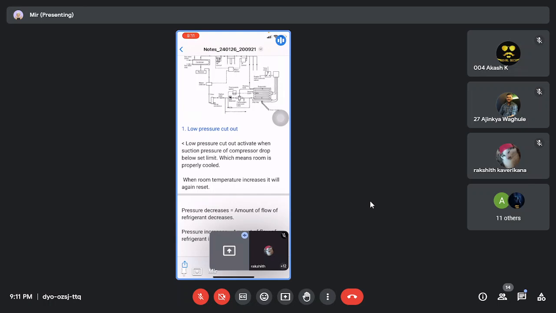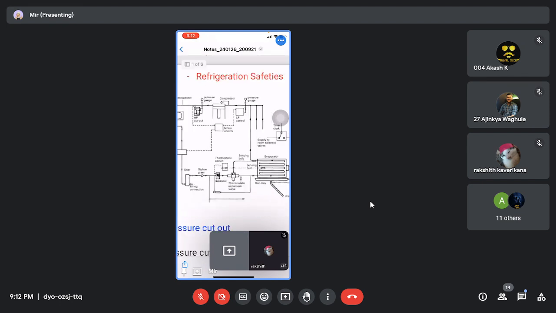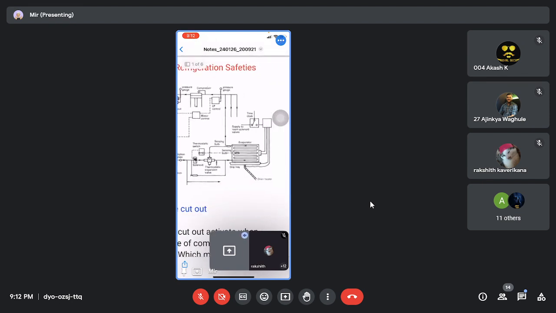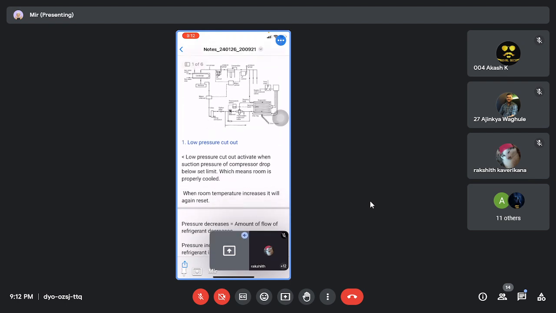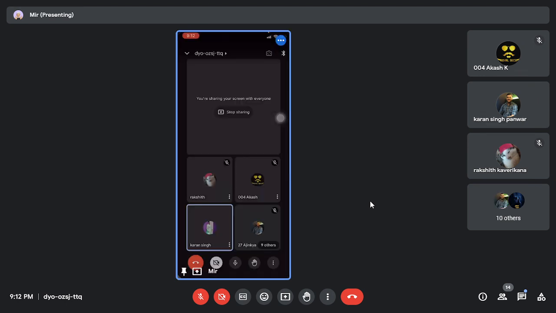High pressure cutout. What is high pressure cutout? Anyone have questions? Please ask if you have questions on this point, low pressure cutout. Shall I move to the next point?